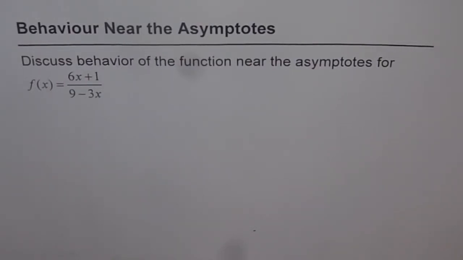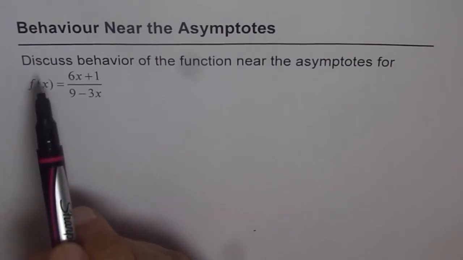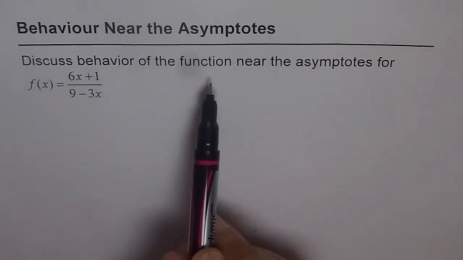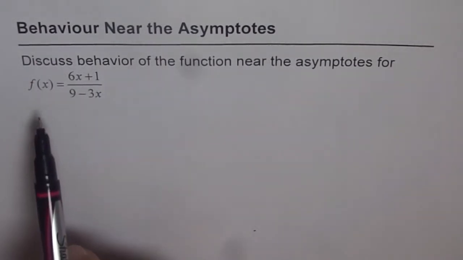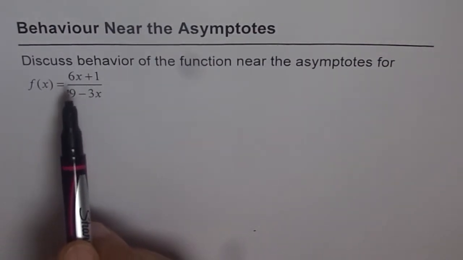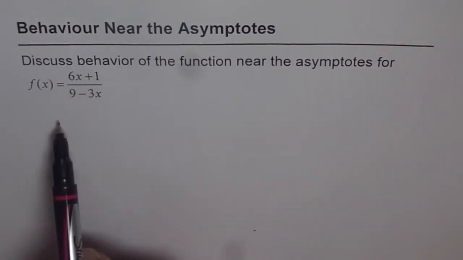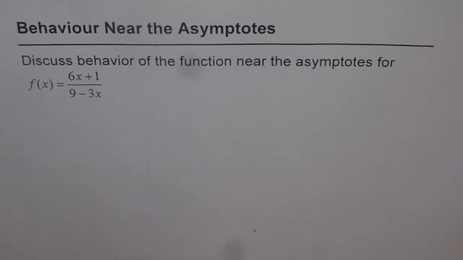Let us discuss behavior near the asymptotes. The question here is, discuss the behavior of the function near the asymptotes for f of x equals 6x plus 1 divided by 9 minus 3x. So this rational function will have both horizontal and vertical asymptotes.